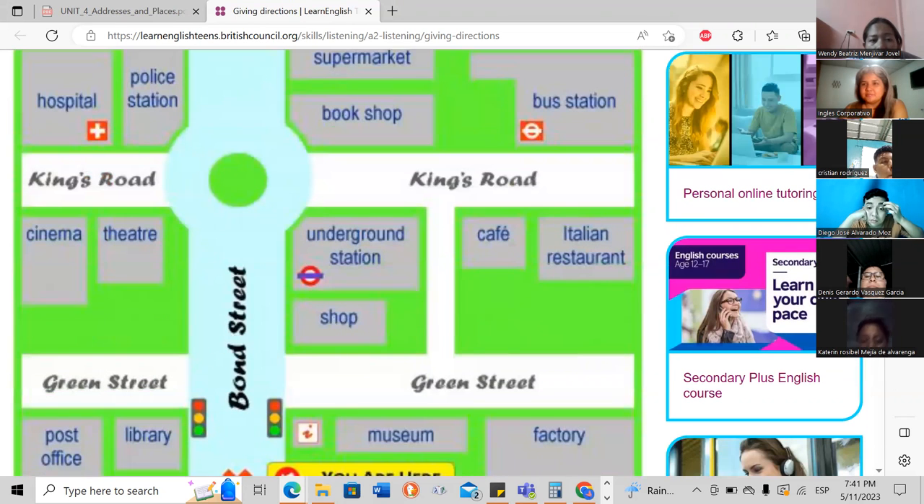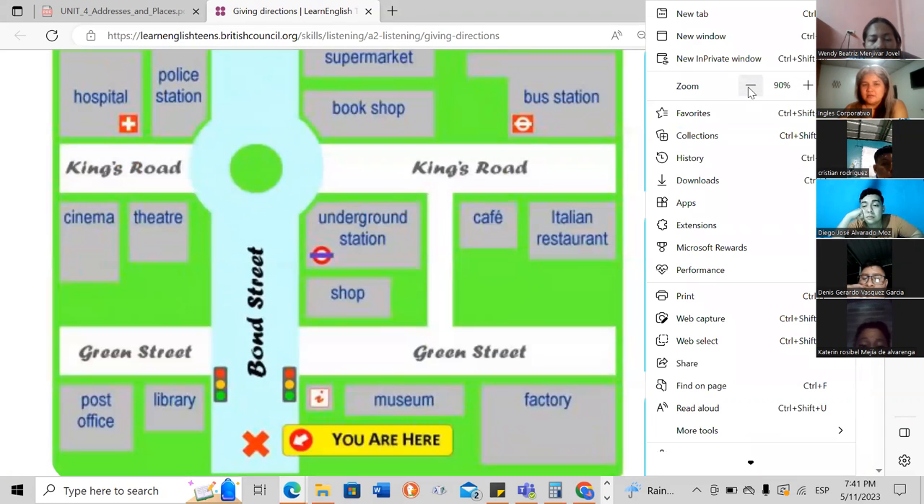Tenemos acá hospital, police station, supermarket, shop, bus station, cinema, theater, underground station, shop, cafe, Italian restaurant, post office, library, museum, and factory. Also, we have the King's Road, we have the Green Street, and we have the Bond Street.